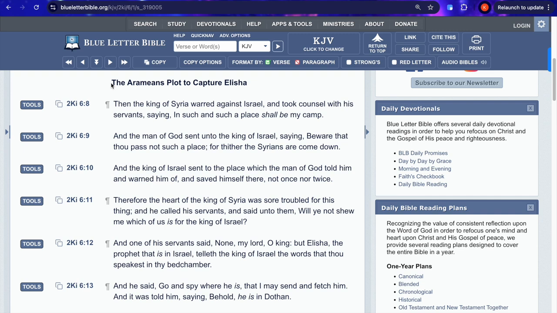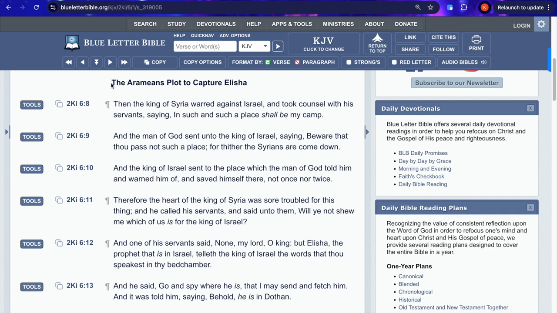Verse 8, Then the king of Syria warred against Israel, and took counsel with his servants, saying, In such and such a place shall be my camp. So while planning, certain parts they're gonna encamp and set up their forces there. Because remember, at this time there was this back and forth between Israel and the Syrians. There's different wars, and then some time where the war is not there yet, then something happens and then it sparks up again and so on.